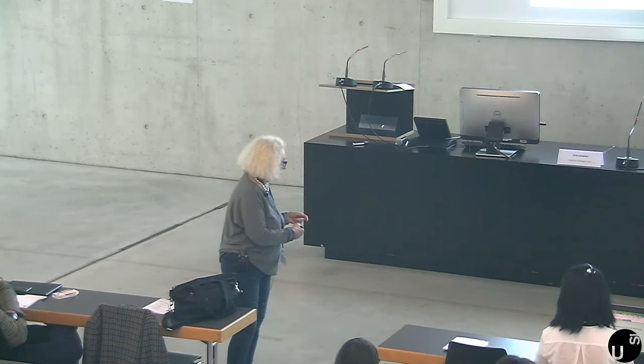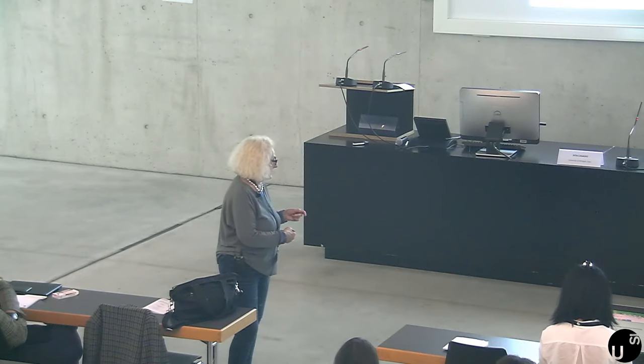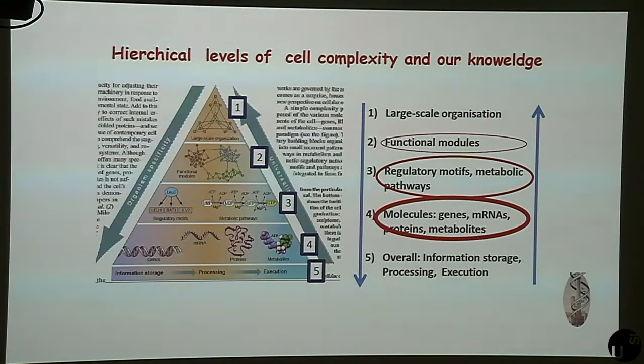If you followed my introduction, the problem is that we know a lot about molecules, really a lot these days. Genes, messenger RNAs, proteins. The extent of messenger RNAs is called the transcriptome. And then proteins, metabolites, et cetera. We know a little bit less on regulatory motifs and metabolic pathways, particularly in terms of experimental validation of our models. We know little on these functional models, and not so much on this large-scale organization. Okay? Is it clear to everybody?